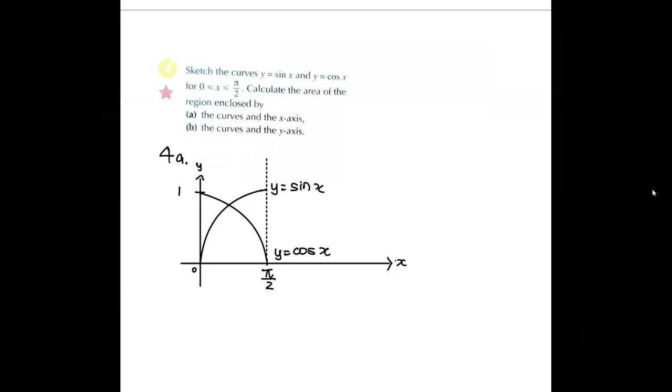Sketch the curves y equals sine x, y equals cos x for 0 less than or equal to x less than or equal to pi over 2. Then after that, you want to calculate the area of the region enclosed. So where is that region? Can you show it for me? Where is the region? The curves and the x-axis. Yeah, for part A is the curves and the x-axis.